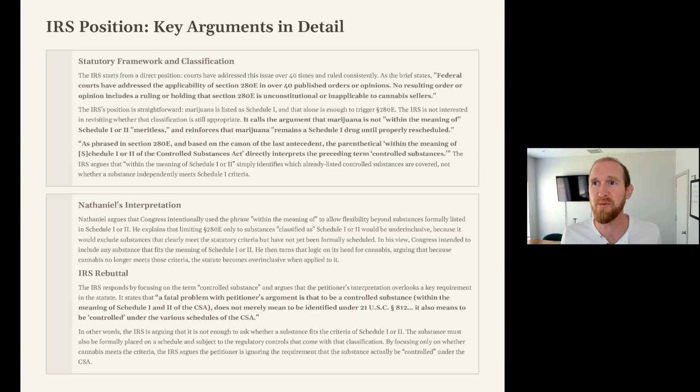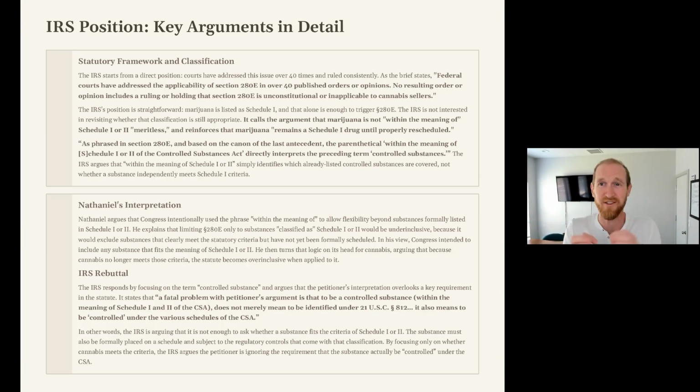It calls the argument that marijuana is not within the meaning of Schedule 1 or 2 meritless, and reinforces that marijuana remains a Schedule 1 drug until properly rescheduled, as phrased in Section 280E and based on the canon of the last antecedent. Oh, this is fun. This is where he gets into the semantics of what "within the meaning" means. You're going to have to read it yourself, because it took me a long time to really understand what he was trying to say here.